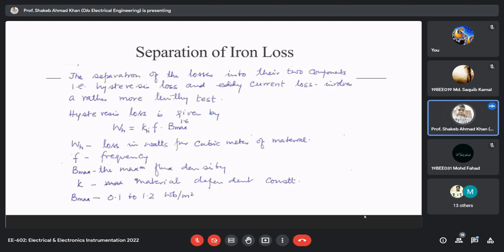But somewhere we are required to separate them. Do you remember anywhere you are required to separate the iron loss or core loss into the hysteresis and eddy current loss somewhere in the machine? Do you remember?